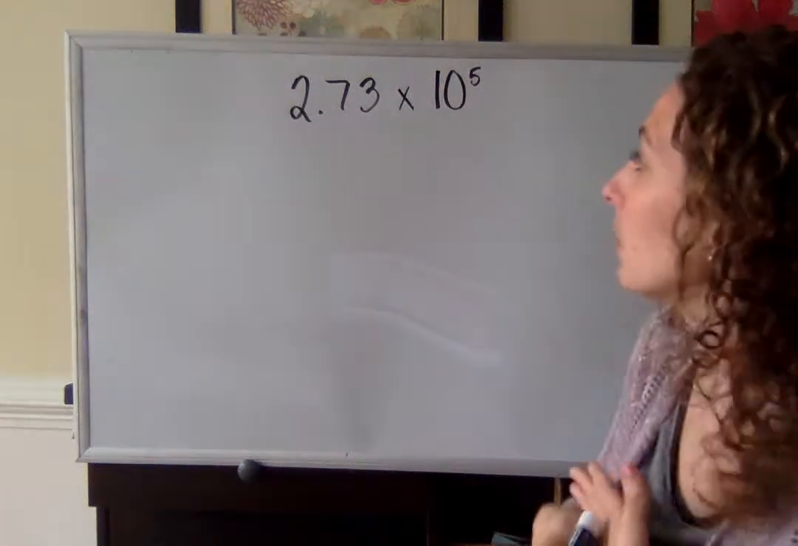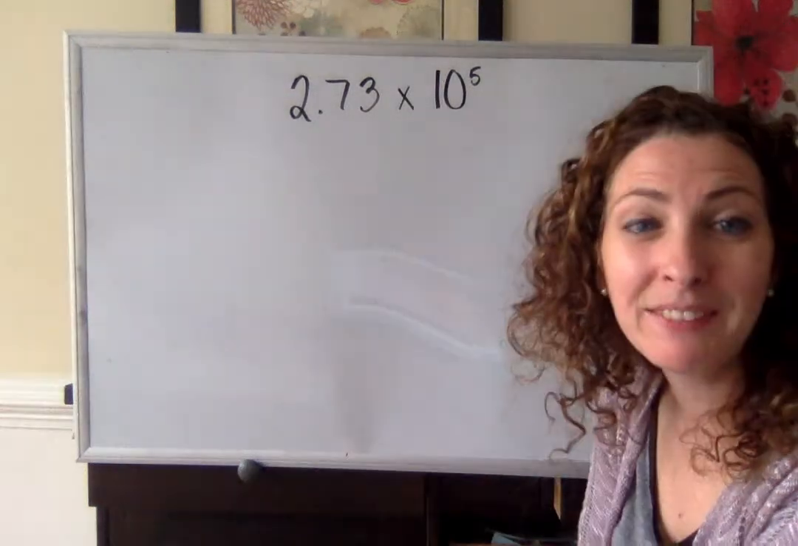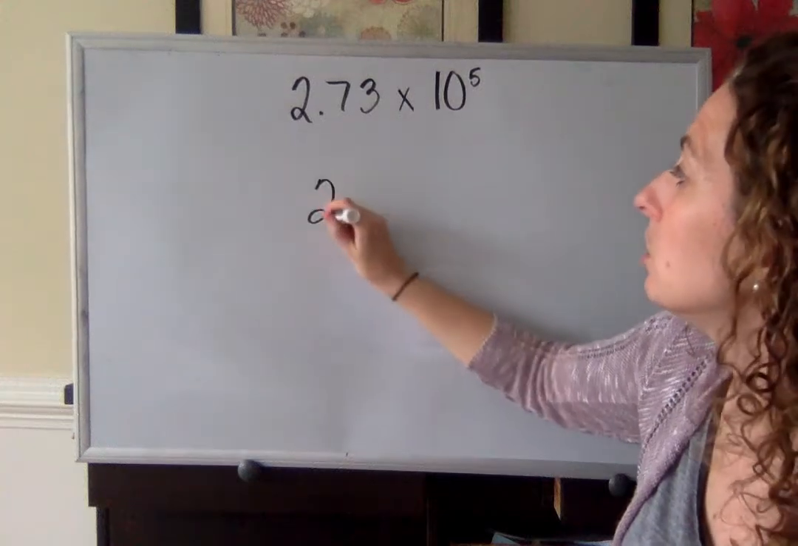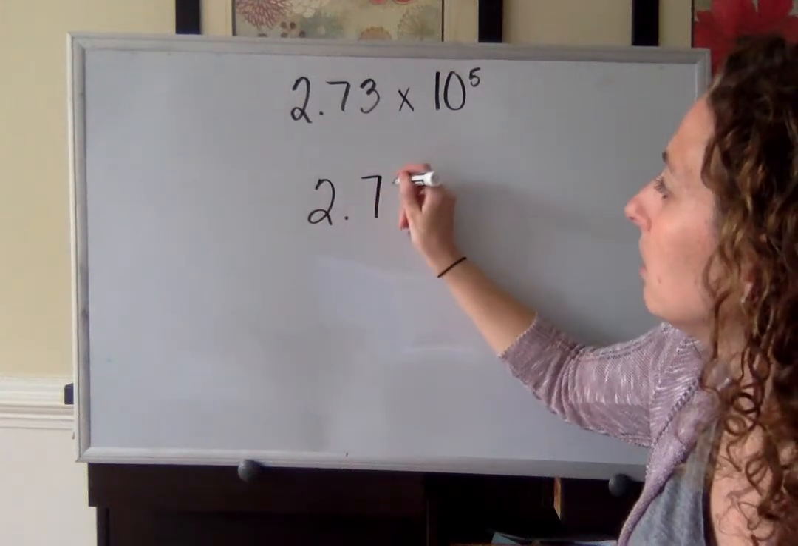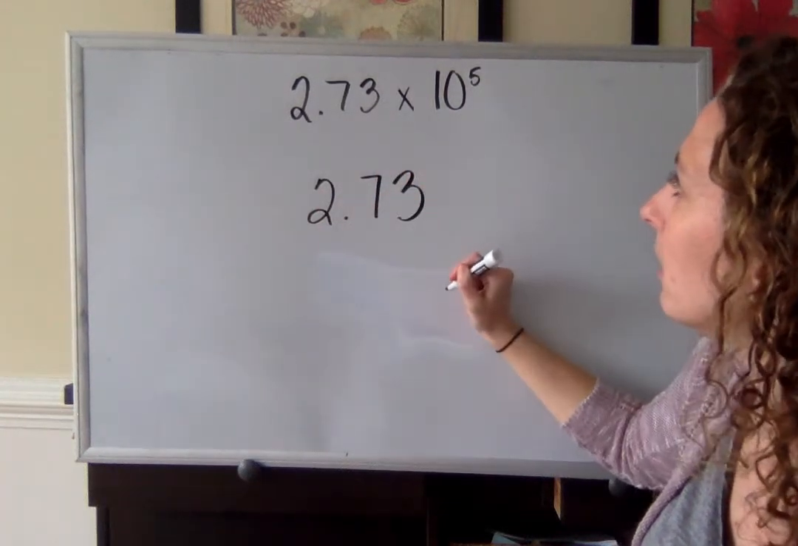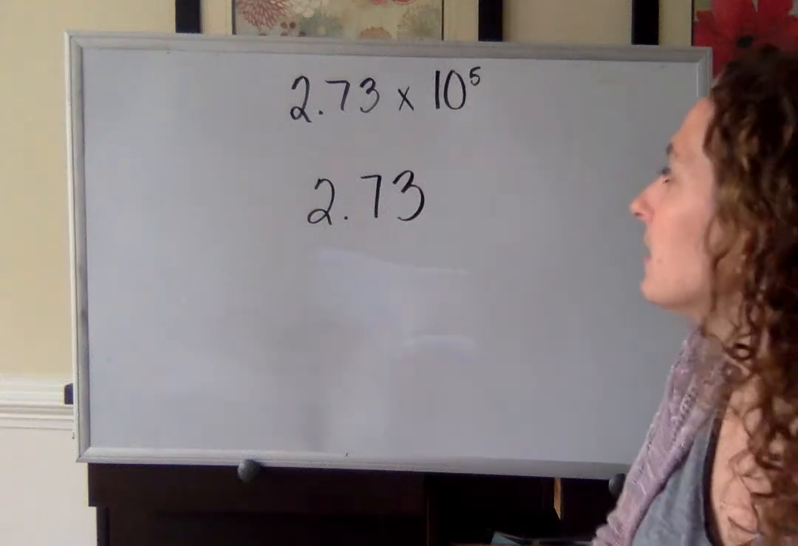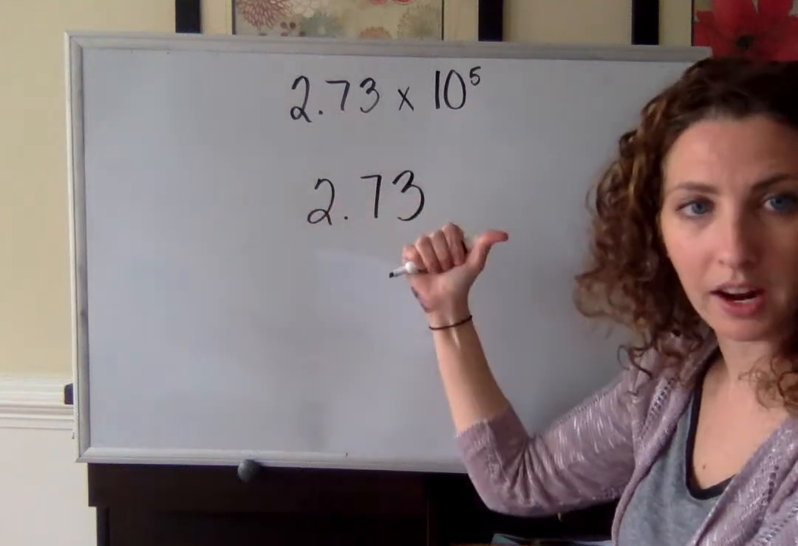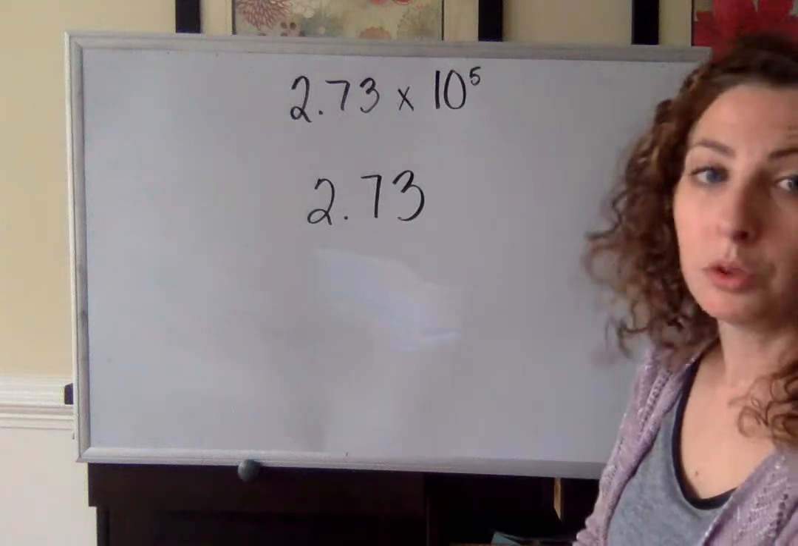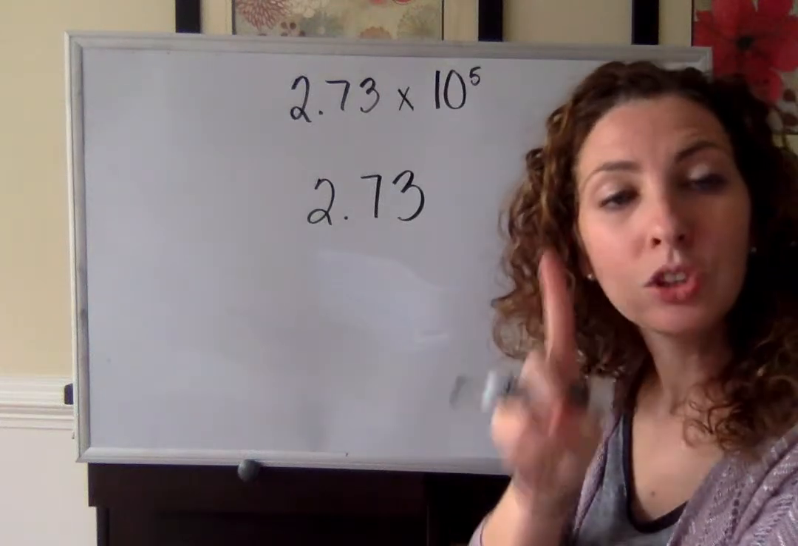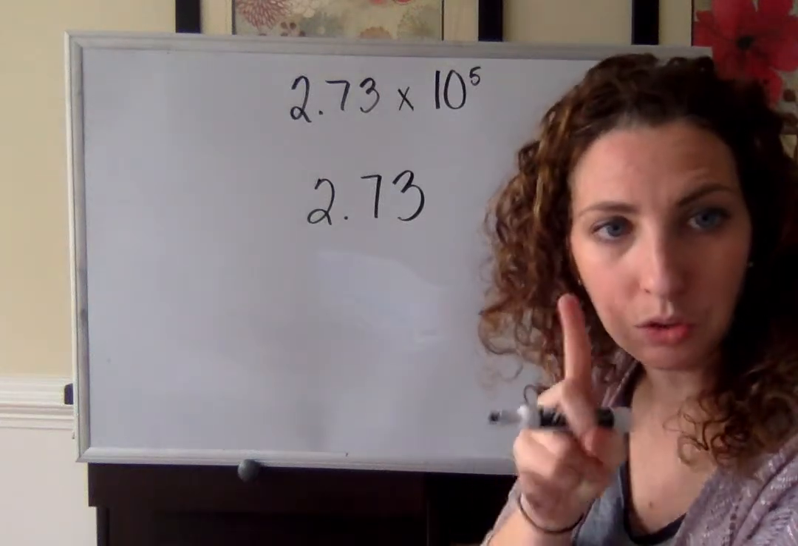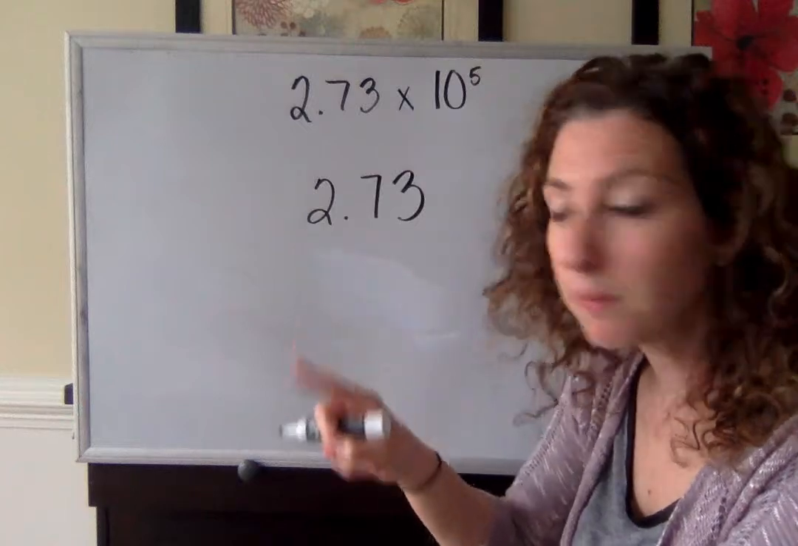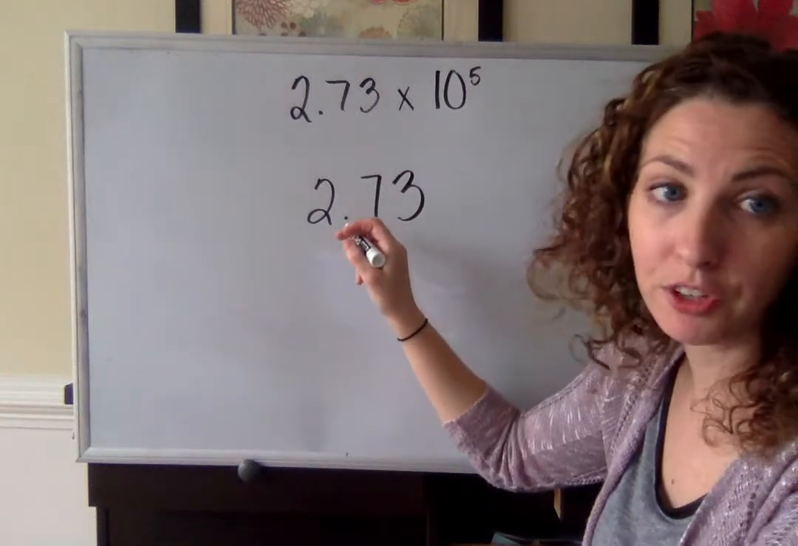Okay? I'm going to go 5 spaces. So let me rewrite this. 2.73, all right? And I know that I'm doing times 10 to the 5th. I'm going to the right. Ooh, get ready, okay? Make sure that you are careful when you move that decimal, especially if you're going to have to add zeros.